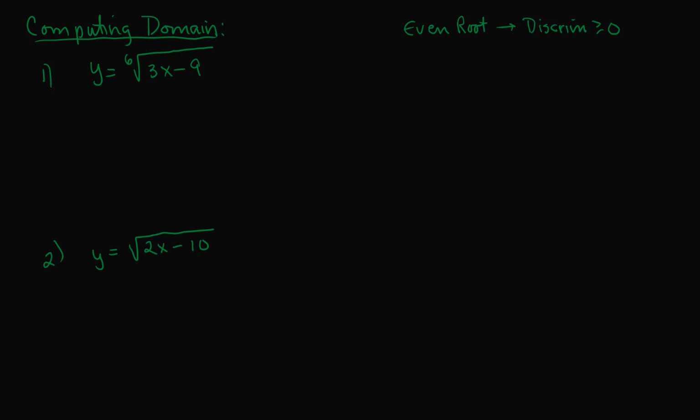That means this 3x minus 9 has to be greater than or equal to, it's okay to take the 6th root of 0. It's 0. So equal to 0 is fine. It just has to be 0 or bigger. So this is going to give us that this 3x has to be greater than or equal to 9. X has to be greater than or equal to 3. Okay, at this point now, we know that x has to be greater than or equal to 3, but we need to list our domain in set notation.